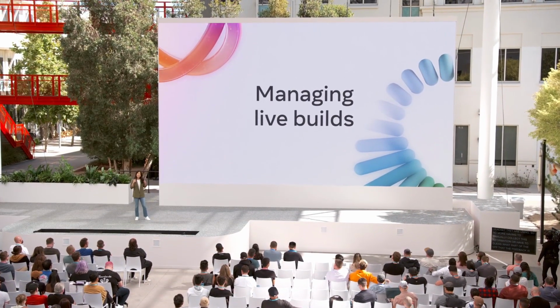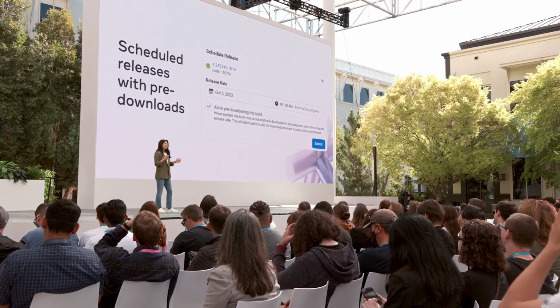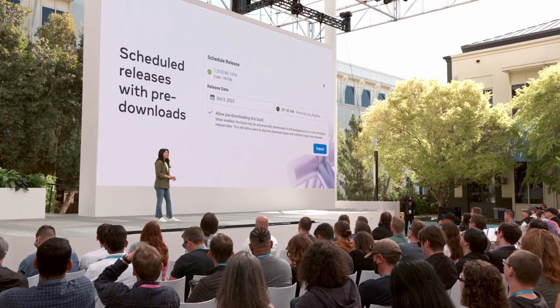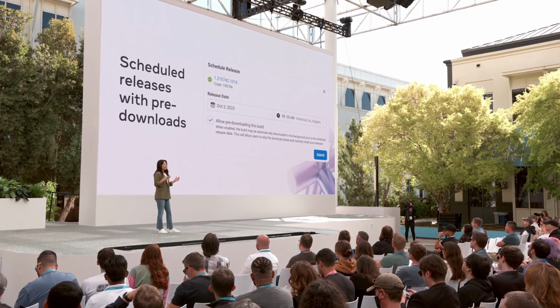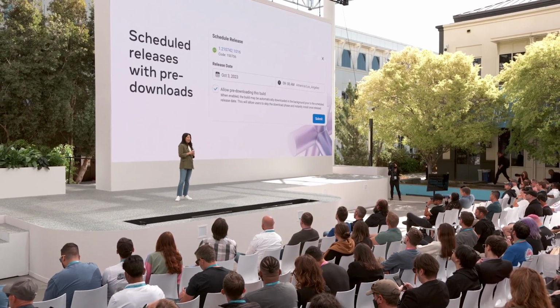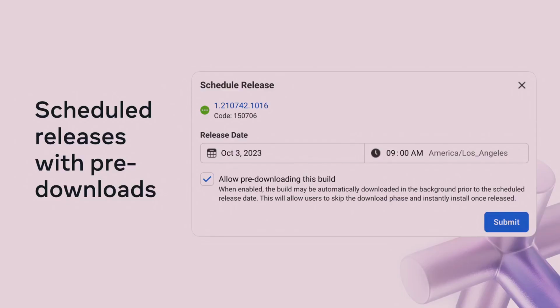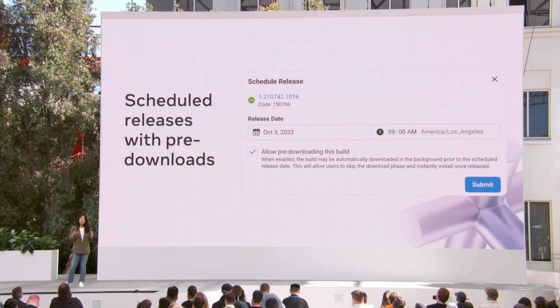Now, I'd like to highlight some recent improvements that we've made to address some of your most common developer pain points around managing your live builds. We've made improvements to scheduled releases, which used to be a cumbersome process that can now be scheduled in one click. And we all know that app updates can take a long time, especially for large multiplayer apps. So we've added the option of securely pre-downloading the build onto your users' headsets before your scheduled launch day. So when your app launches, your users will be able to completely skip the download phase.